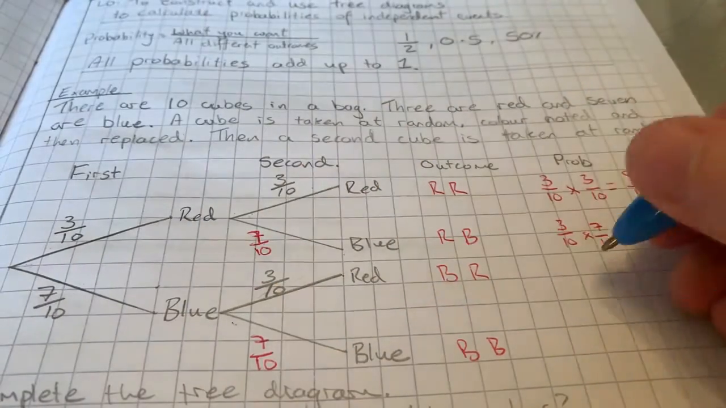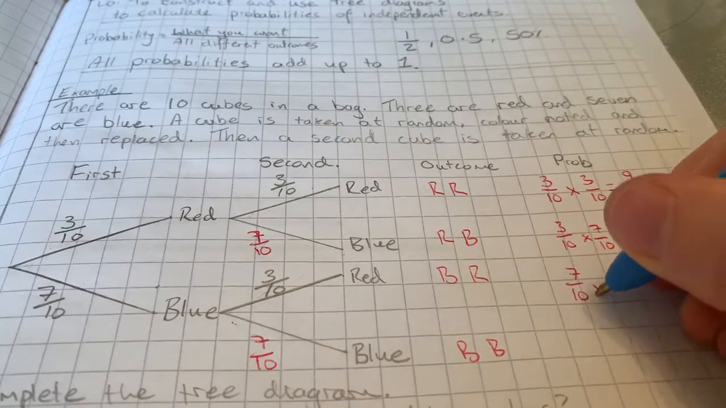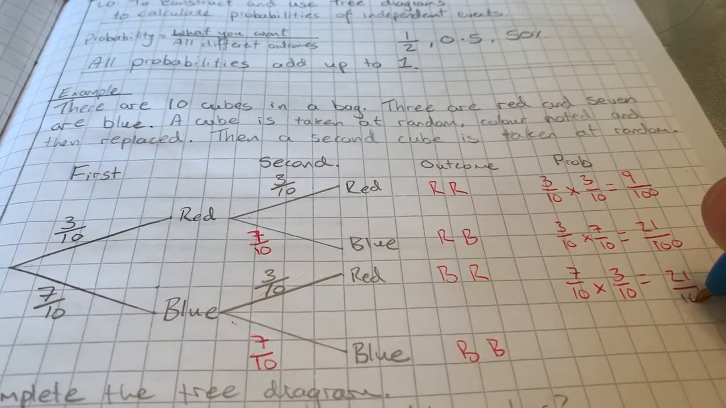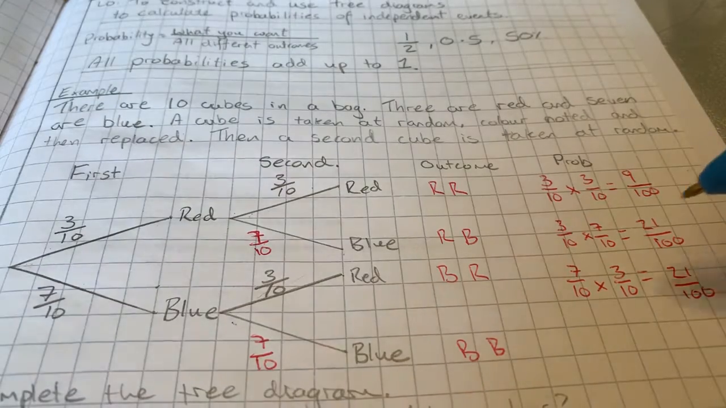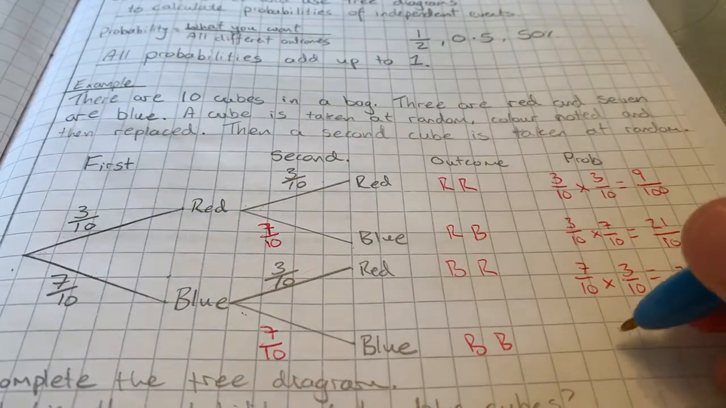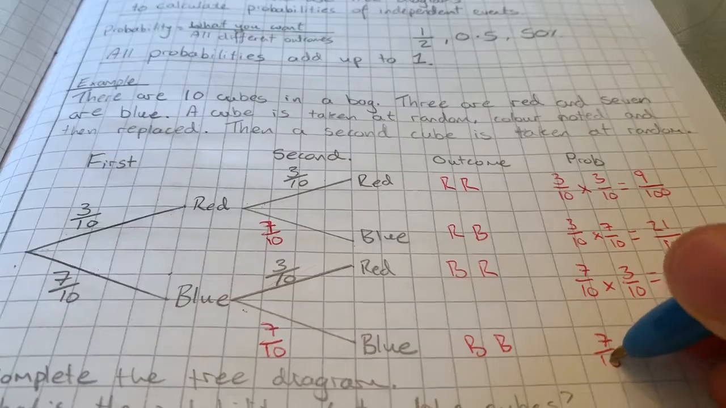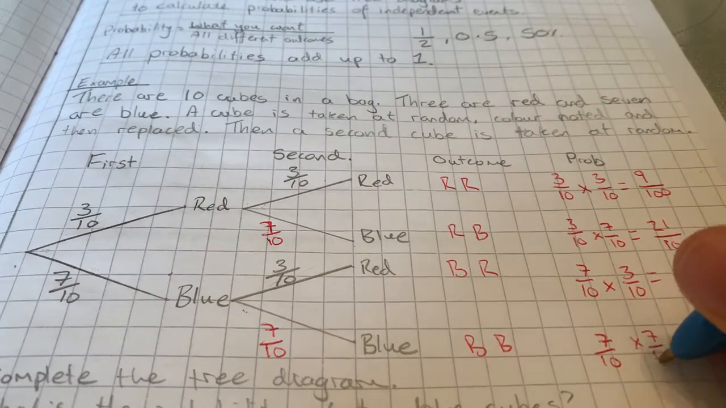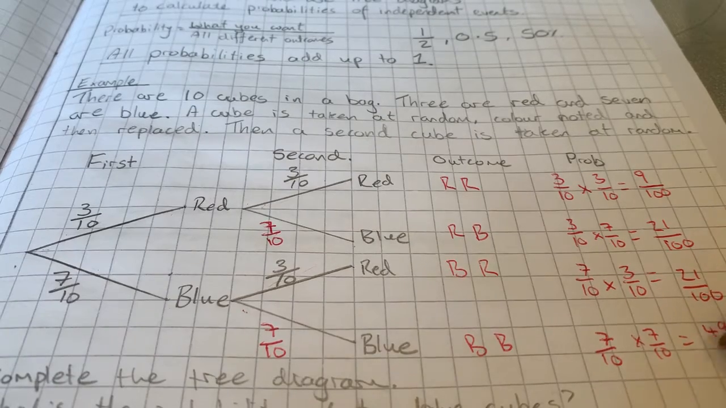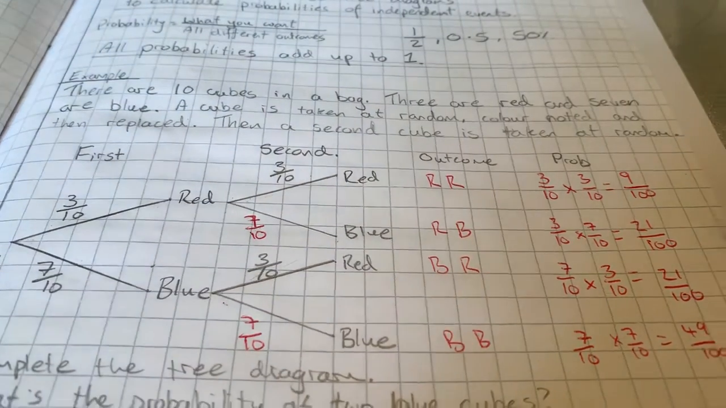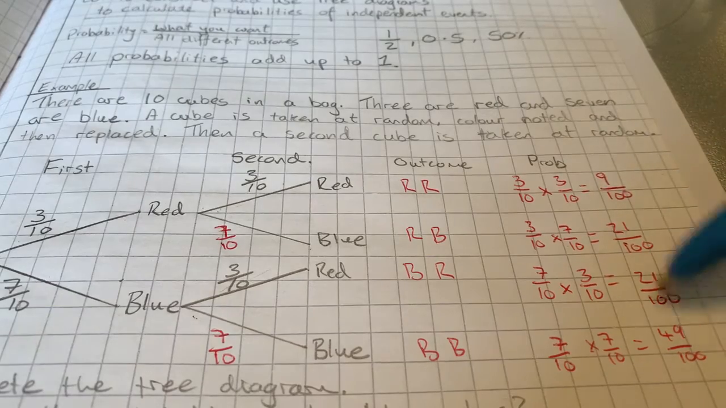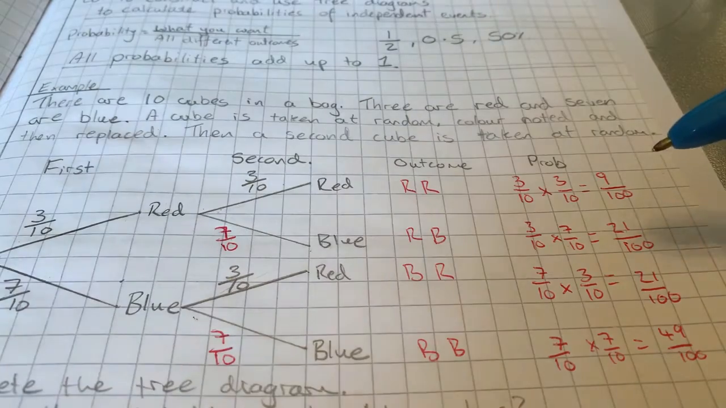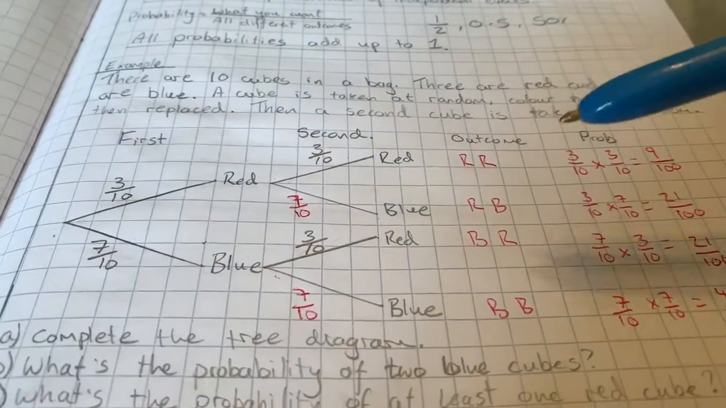Blue and then red, it's now 7 over 10 multiplied by 3 over 10. So again, 21 over 100. And then finally at the bottom, blue, blue, that is 7 over 10 times 7 over 10, which should be 49 over 100. You can check these because all these should add up to 1, so it should be 100 over 100. Now, problems you'll get now will be like this.